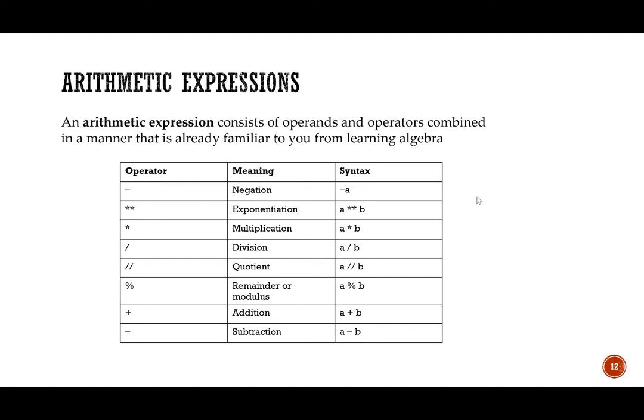So for negation, we use minus. For exponentiation, we use the double asterisk sign, so a raised to b uses 2 asterisk signs. If we have 1 asterisk sign, it's multiplication, a times b. For division, we use a forward slash, a divided by b. For quotient, you have 2 forward slashes. And for remainder, we use the percentage sign. For addition, we use the plus sign, and minus for subtraction.